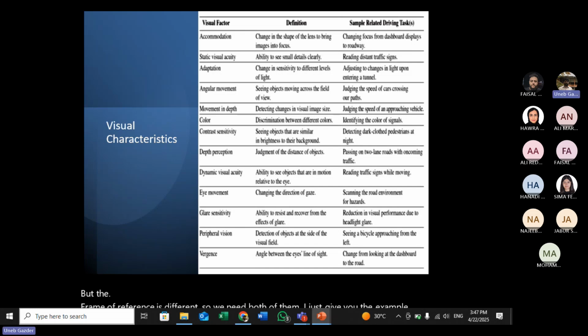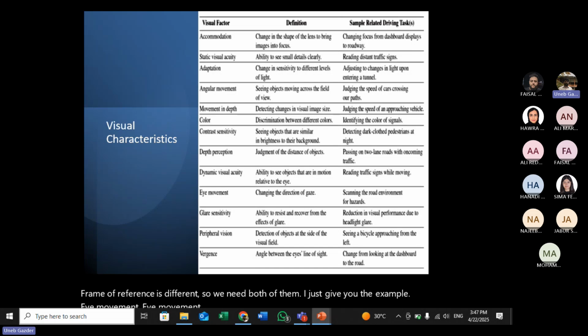Eye movement. Eye movement means changing the direction of your gaze. Gaze is your line of sight basically. So how quickly you can change your line of sight from one point to the other. When you're looking at the road, you look at the side, is there any pedestrian? You look in front of you, is the road clear or not? So you are changing your gaze.